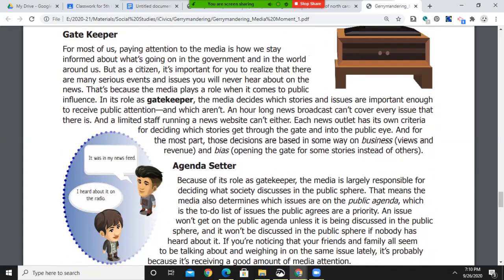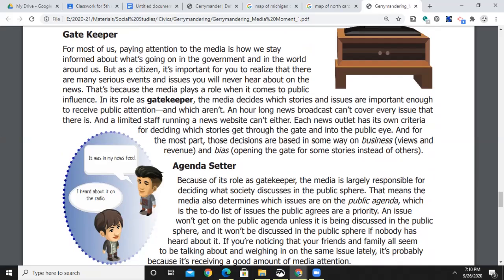Gatekeeper. For most of us, paying attention to the media is how we stay informed about what's going on in the government and the world around us. But as a citizen, it's important for you to realize that there are many serious events and issues you will never hear about on the news. That's because the media plays a role when it comes to public influence.